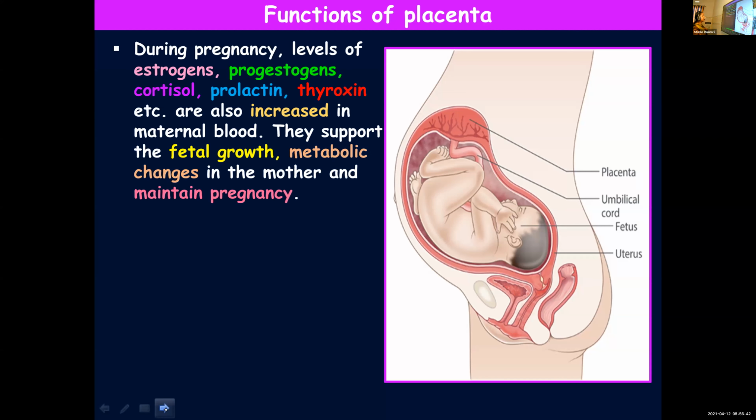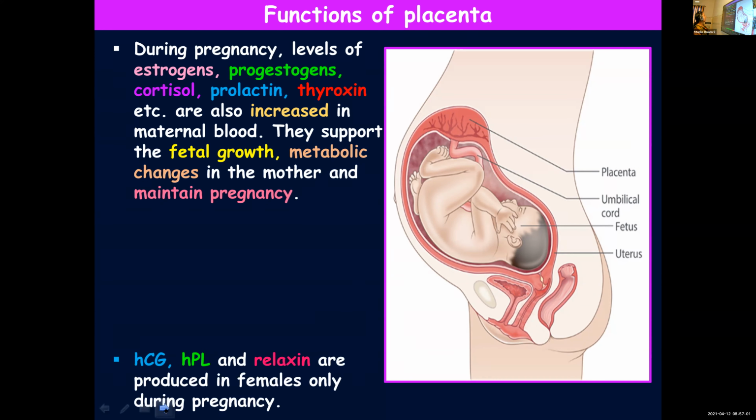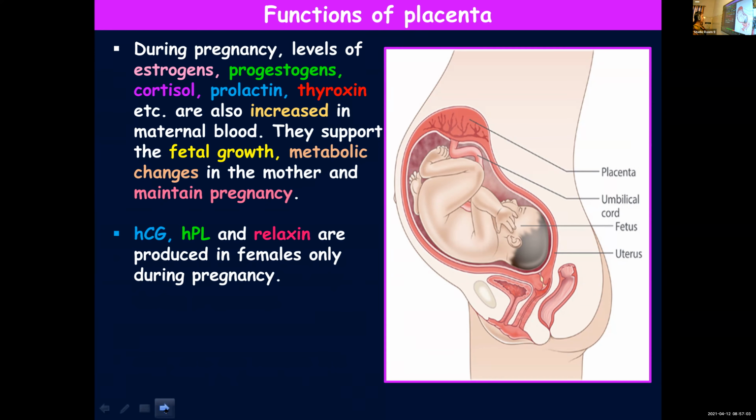During pregnancy, the levels of estrogens, progestogens, cortisol, prolactin, thyroxine, etc. will get increased in the maternal blood, and they support fetal growth, metabolic changes in the mother, and also help to maintain pregnancy.